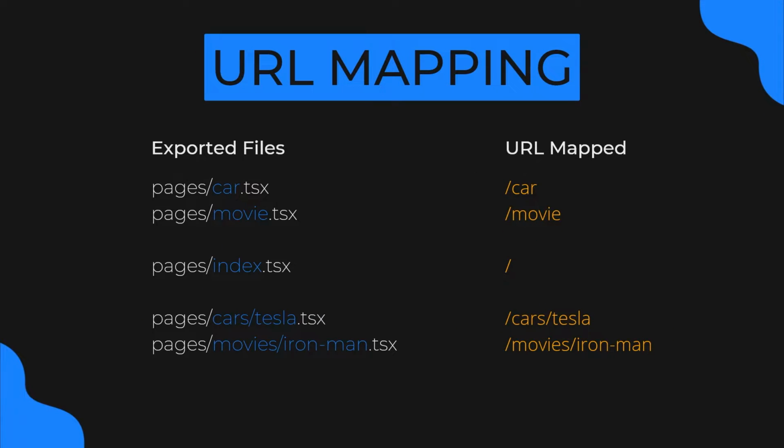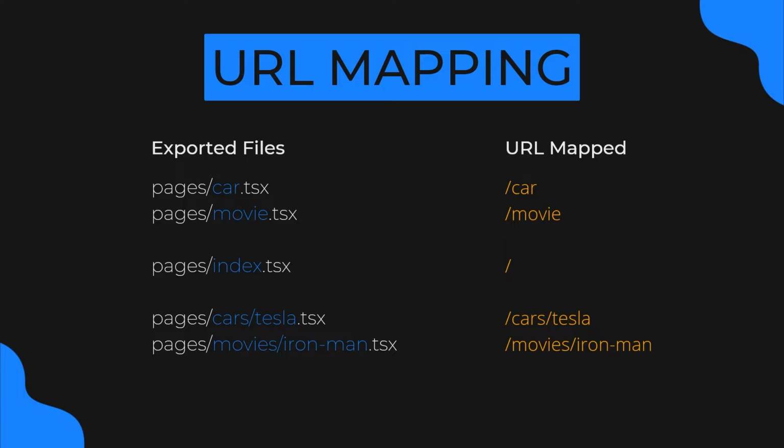Pages are associated with a route based on their file name. For example, car.tsx will be at the /car route. Movie.tsx will be at the /movie route. There is a special case when the page name is index. Index.tsx will be at the / route. This is because index is a special keyword in NextJS, noting that the specified page is the entry point of the website. Routes can also be nested.